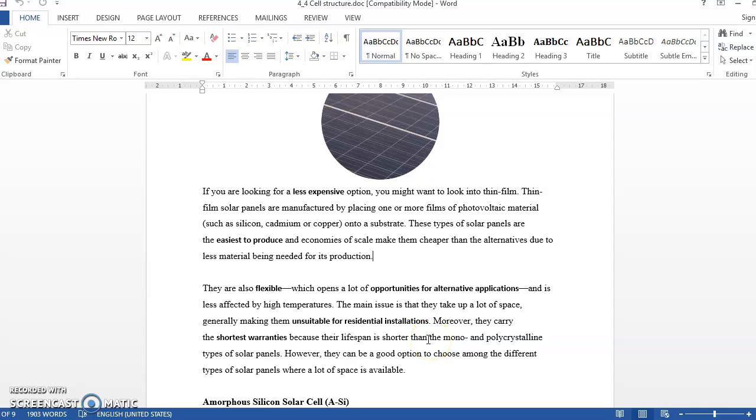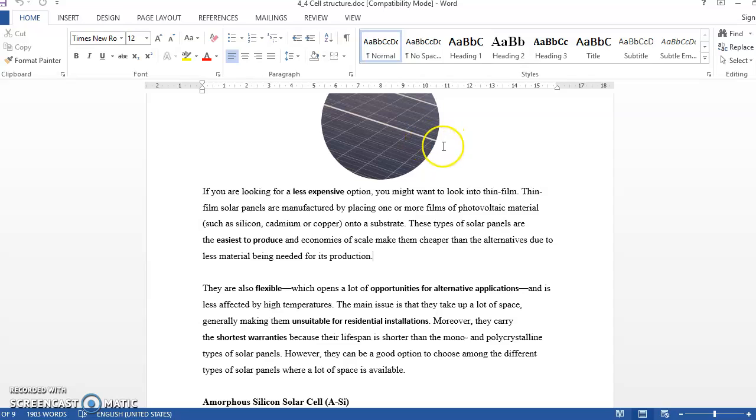Moreover, they carry shorter warranties. Since it is very thin, it may get affected. It may lose its thermal physical properties, and it will lose its life. So this is a very cheap one, and in the same way it has a very short life.